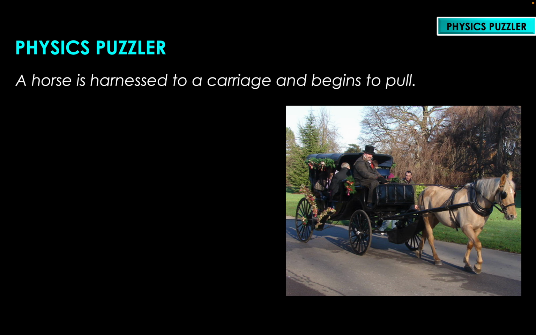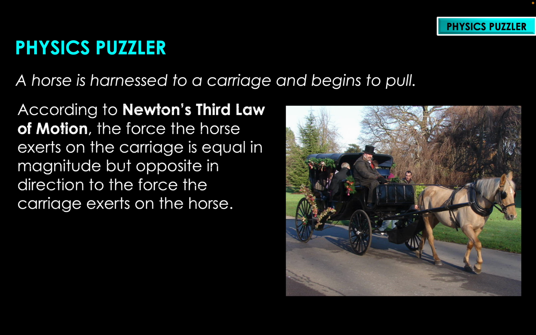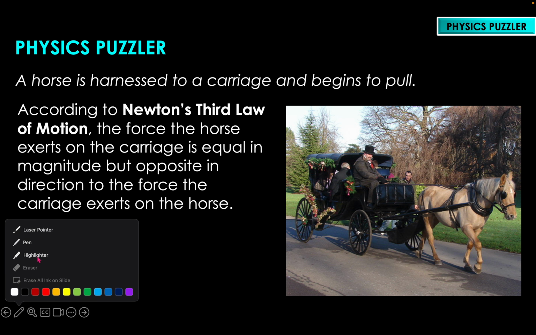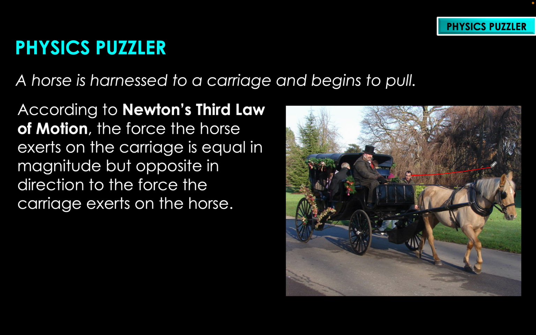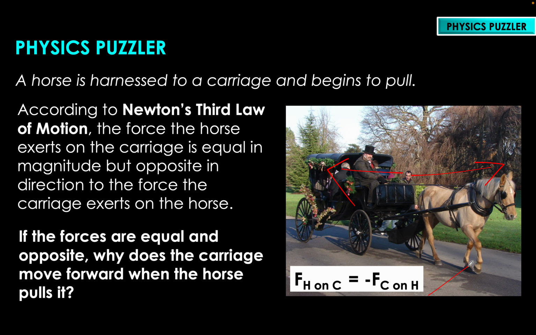So it says here a horse is harnessed to a carriage and begins to pull. According to Newton's third law, the force the horse exerts on the carriage is equal in magnitude but opposite in direction to the force that the carriage exerts on the horse. So it's saying that this pulling force by the horse is just the same as the carriage pulling the horse backward. That's an action-reaction pair. So the question is, if the forces are equal and opposite, why does the carriage move forward when the horse pulls it?